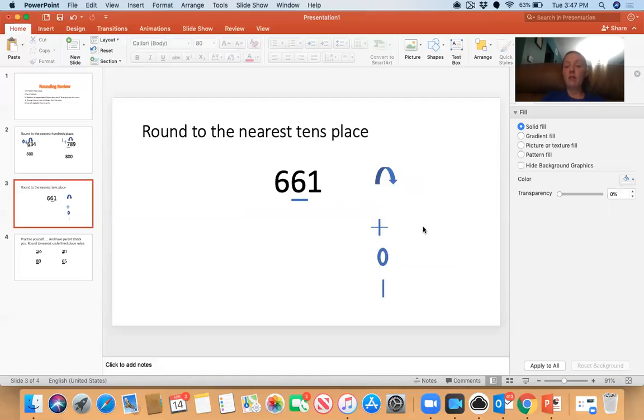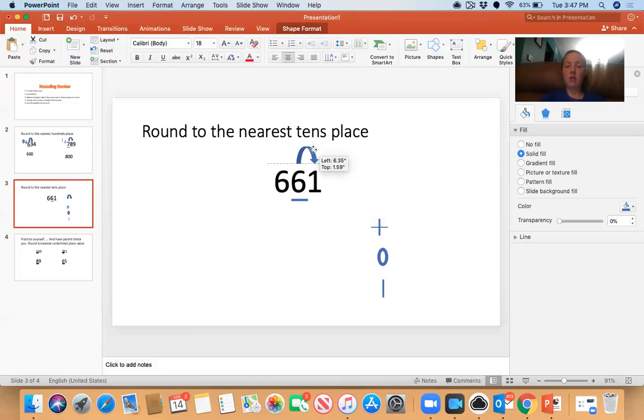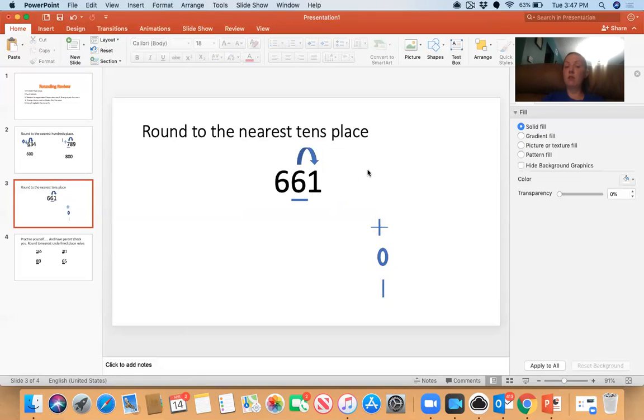So now that I found my tens place, what is my second step? What do I need to do? I need to look behind. Now I'm looking behind, so we're rounding to the nearest tens. So what is behind the tens place? The ones place.